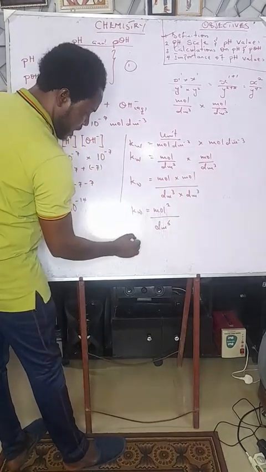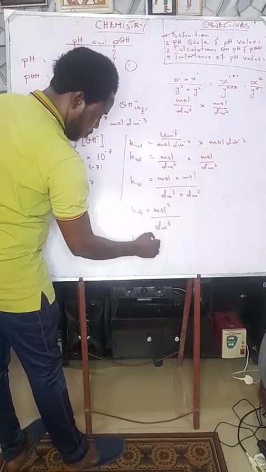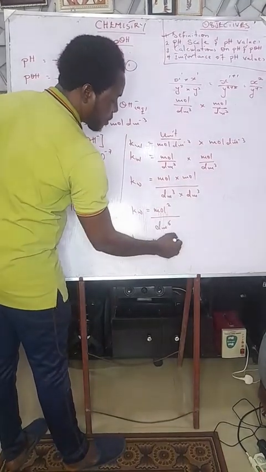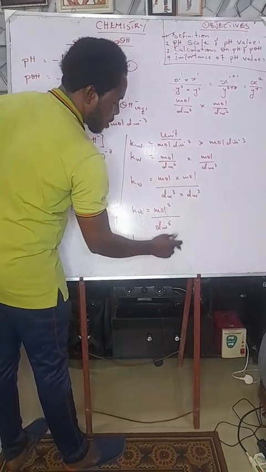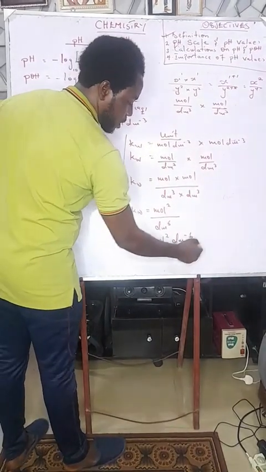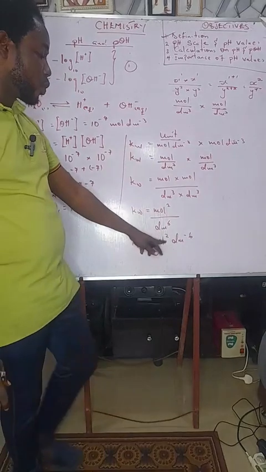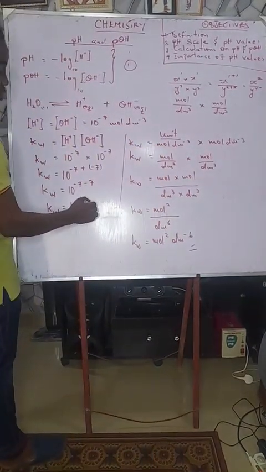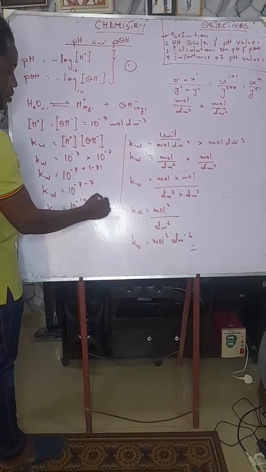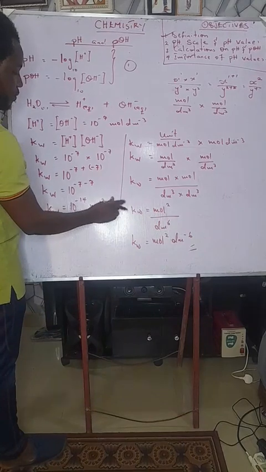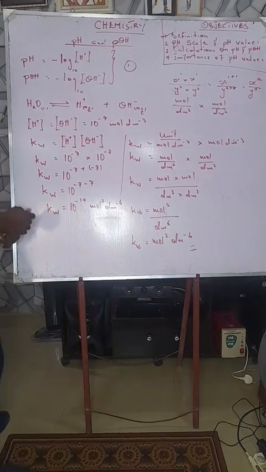So if you are bringing it down, Kw is now equal to mole raised to power 2. If this one is coming up, it's becoming dm raised to power minus 6. So you have mole raised to power 2 dm raised to power minus 6. That's going to be the unit. So this is mole squared dm raised to power of minus 6.